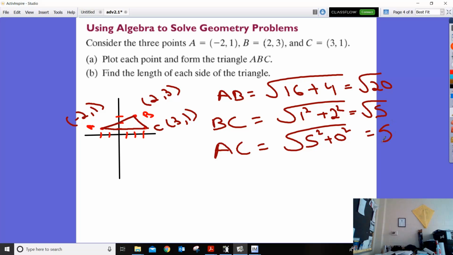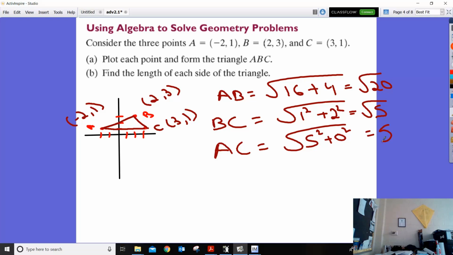I didn't show all the steps. Were you following along what was going on? You don't have to do all the steps. It's about distance between x and distance between y. That's all it is. Square root. So there's our 3 side lengths. What's C say here?